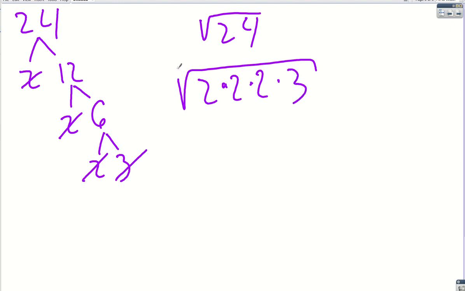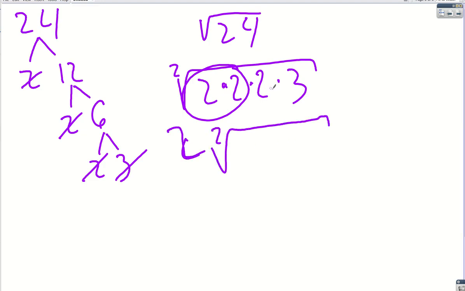I'm going to say there's nothing here, so I have to write 2. I'm going to circle my pairs, which means that this gets to come outside the radical. 2. And what's still left inside, I multiply again, and that's what stays inside. So the simplified version of this radical is 2 root 6.